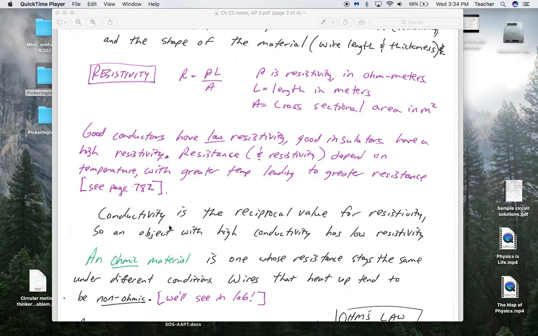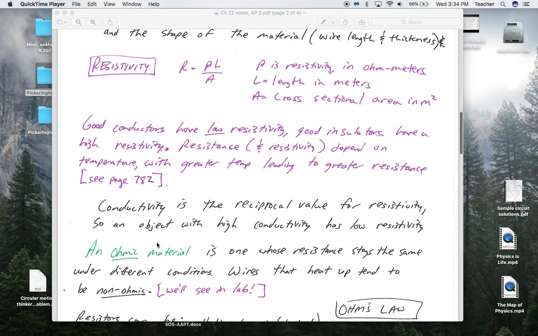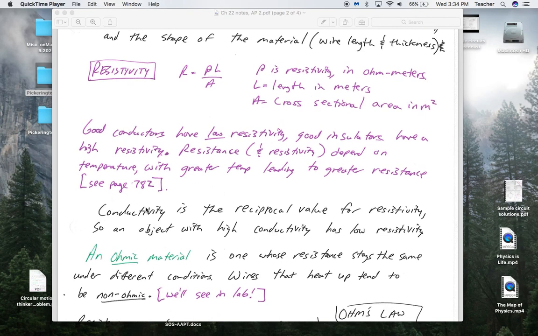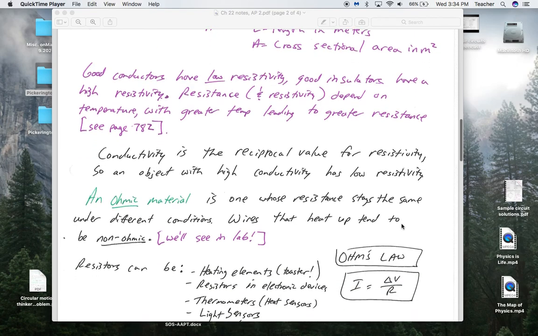This property, conductivity, is the reciprocal value of resistivity. So basically, an object with high resistivity has low conductivity, and high conductivity has low resistivity. Sometimes you hear about this; it's more of a chemistry term. Resistivity is a little bit more of a physics type term.